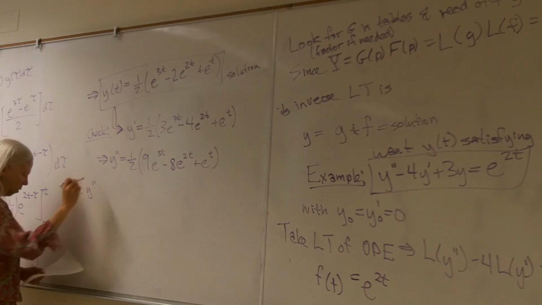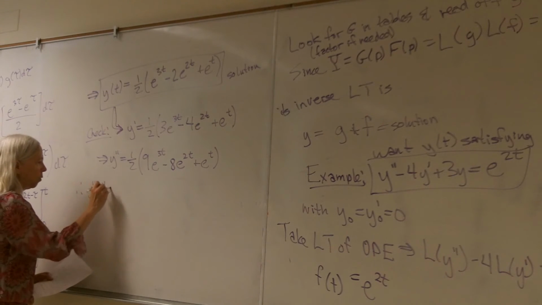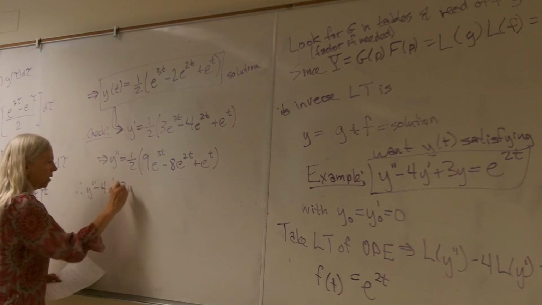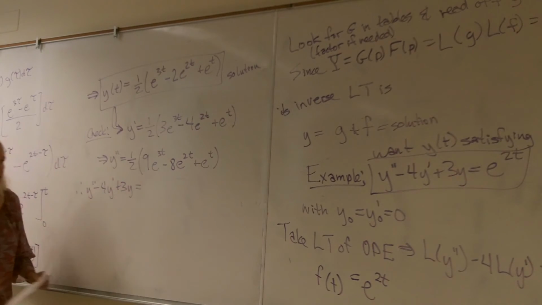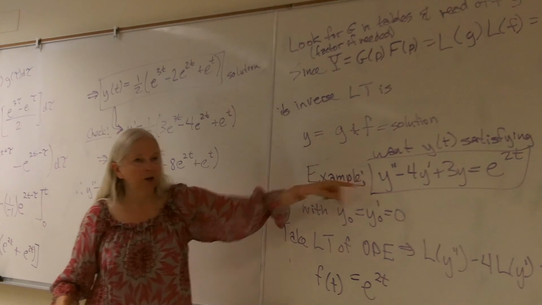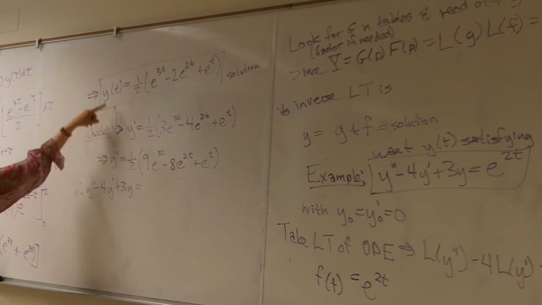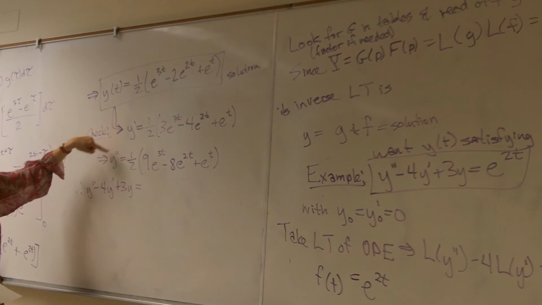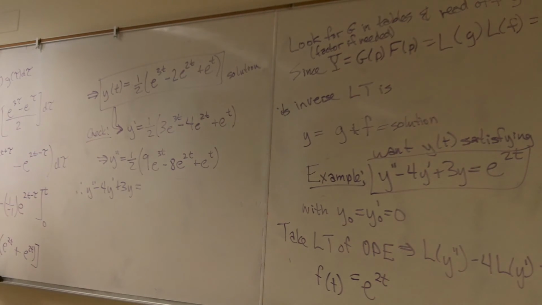So therefore, y double prime minus 4y prime plus 3y. That's the left-hand side of our original differential equation. So let's plug in this for y, this for y prime, this for y double prime into this expression right here.